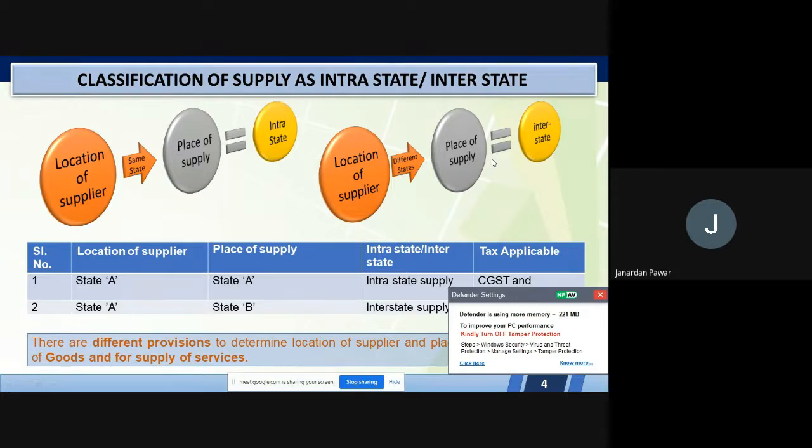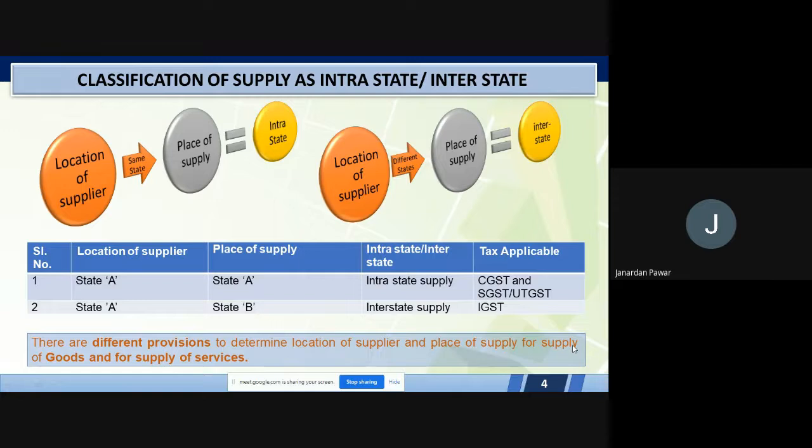What we can understand from this example is very simple. The location of the supplier and the place of supply are not in the same state, they are different, and this is what is called an interstate transaction. I hope you have understood what I mean to say. I've given the examples also, and from those examples you can understand. I think you are aware of these two concepts.